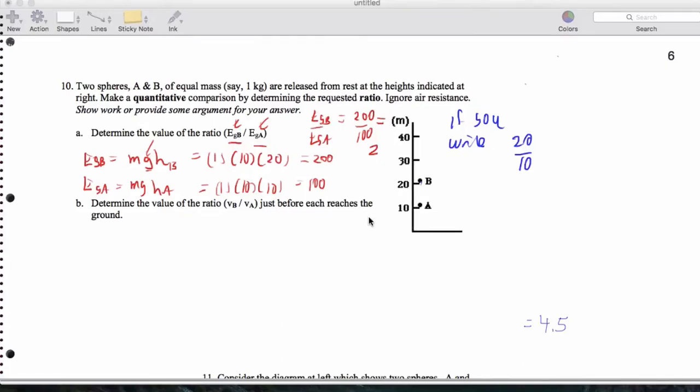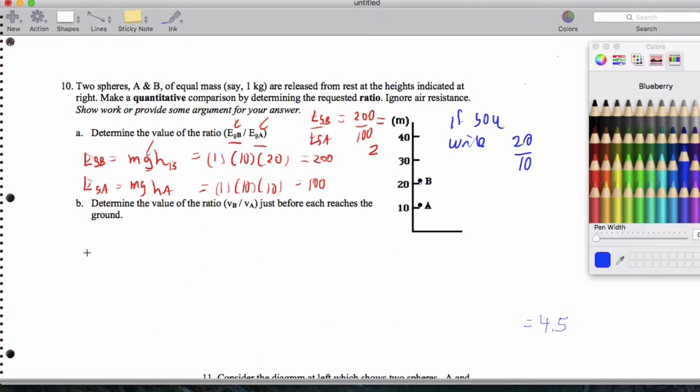And then for part B, let's take a look here. We want to get the ratio of speeds right before each hits the ground. So let's be clear. If you just look at this, the first question becomes, well, how am I going to calculate the speed? And this is a test on energy, so you will be using the conservation of energy. So that means you have this ball here. Its height is greater than 0.